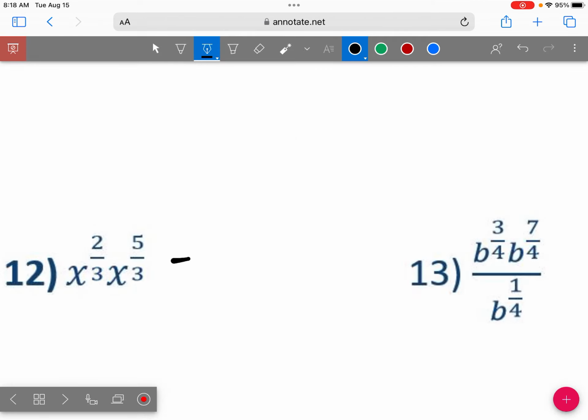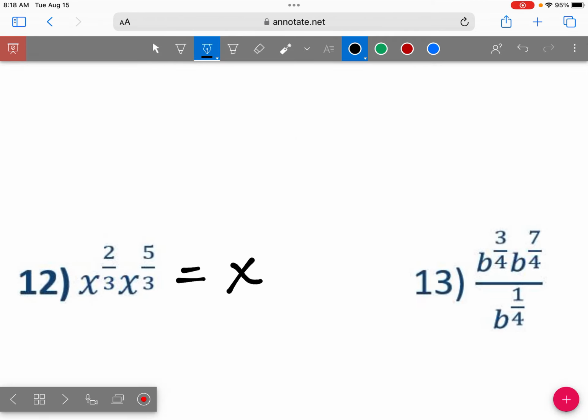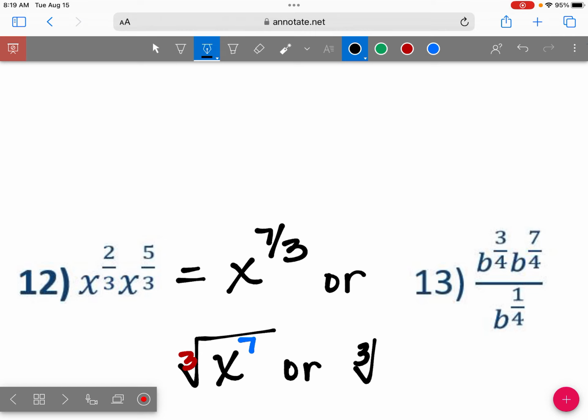So this would be x to the power of 7/3, which can also be written as a radical. So remember, your denominator is your index, so that would go here. And the power goes here. Now the power can also be written on the outside. So this is also an acceptable way to write your answer. All three of those have the exact same meaning though.